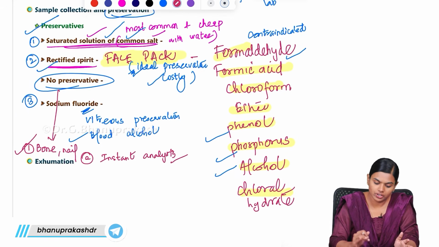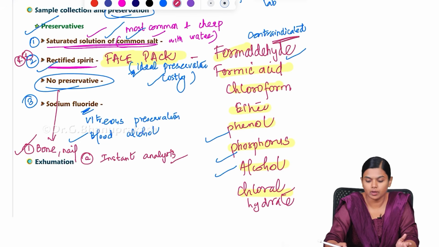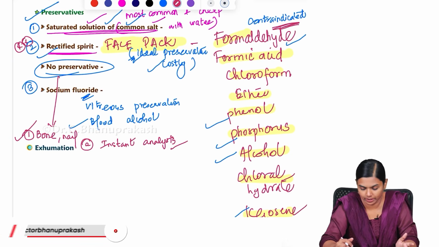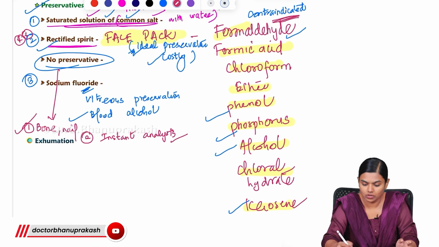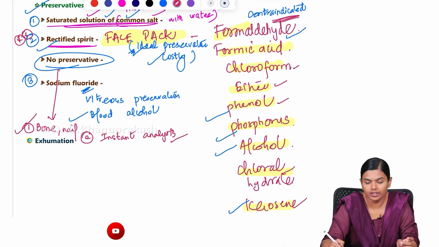In sample preservation, where rectified spirit is contraindicated is important. They will ask you in which conditions you cannot use rectified spirit. And these are the conditions: formaldehyde, formic acid, chloroform, ether, phenol, phosphorus, alcohol, chloral hydrate and kerosene. These are the poisons where you cannot use rectified spirit.